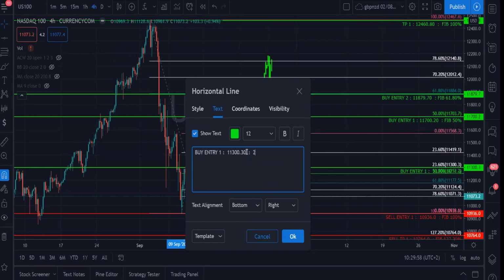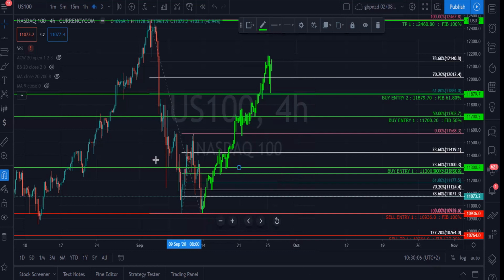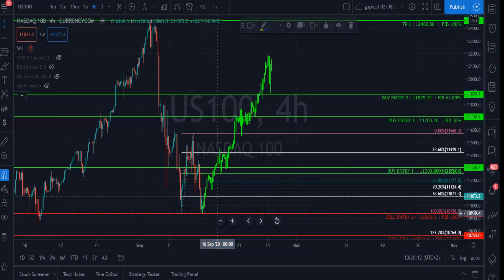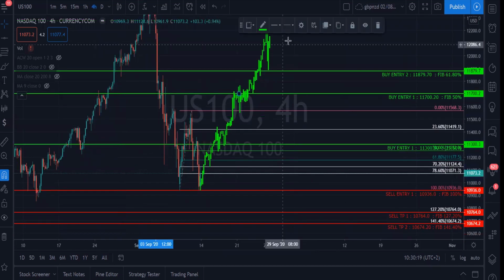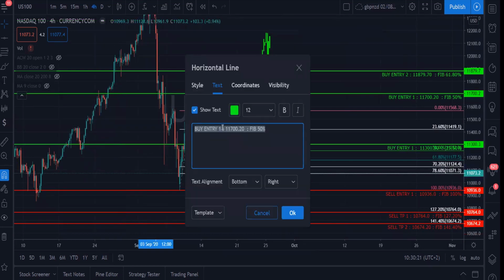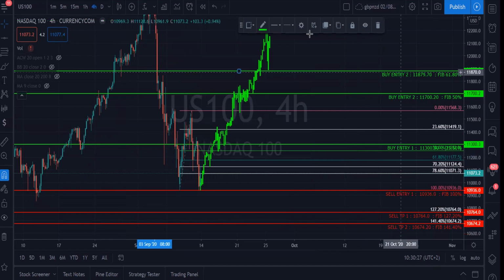23.60%. Right, let's just close that up. Let's go and delete. Right. So what I've done, I've added one more entry spot. I call that one. Let's change the other one into 2. And let's change the 2 into 3.